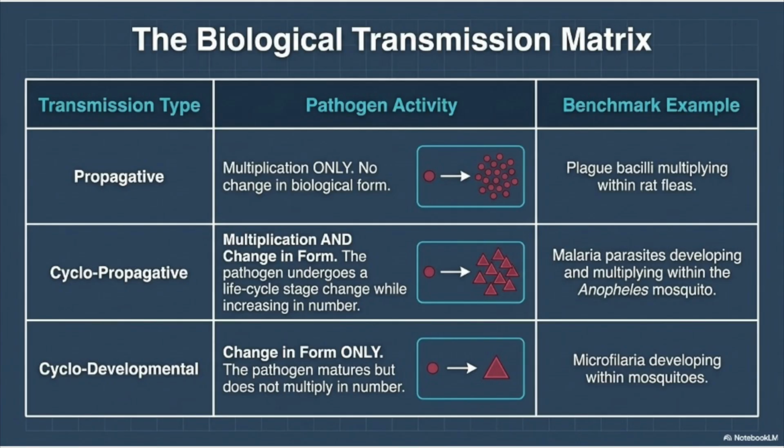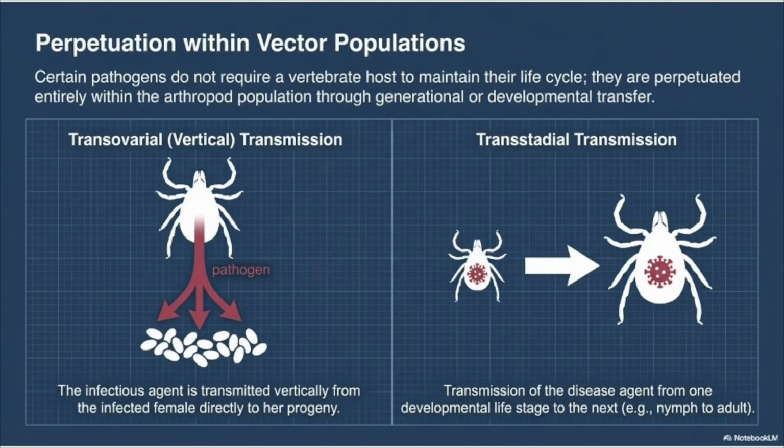Some vectors also maintain infection through generations. In transovarial transmission, the infected female vector passes the pathogen directly to her offspring through the eggs. In transstadial transmission, the pathogen survives as the vector develops from one life stage to another, such as from larva to nymph, or from nymph to adult.